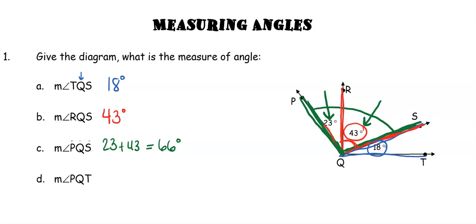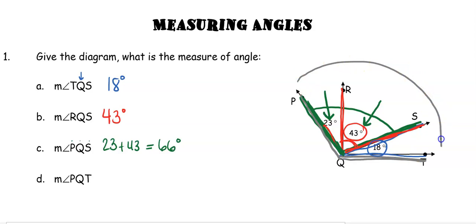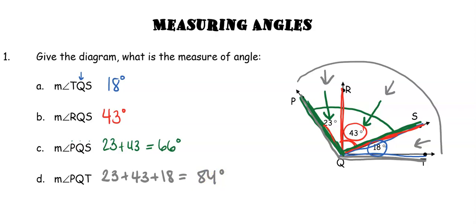And then our last one here, PQT. All right, so this one is this whole big angle. I need the 23 and the 43 and the 18. 23 plus 43 plus 18. When I add all three of those together, I get 84. What you just did was angle addition.